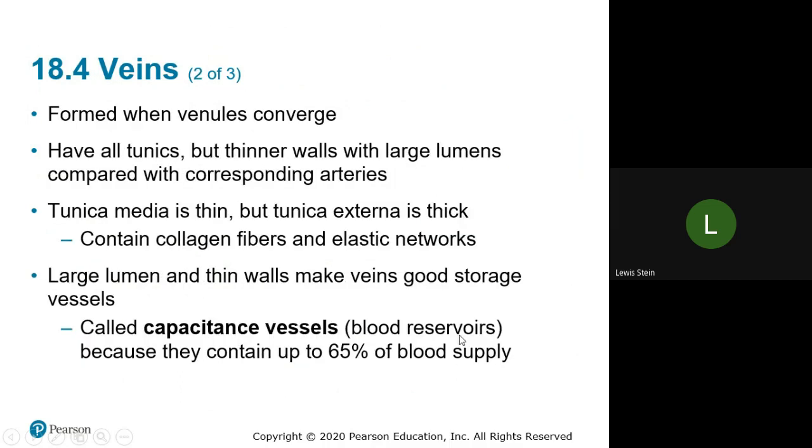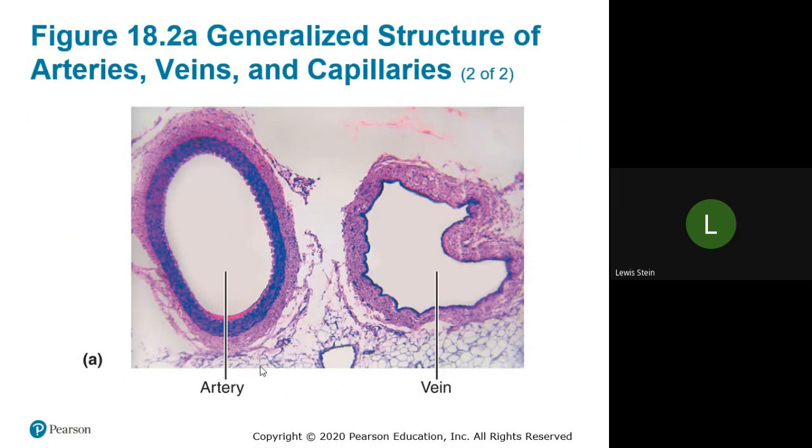That's part of the deal as well. So when venules converge, they have tunics with thinner walls and large lumens, large openings compared to the corresponding arteries. The media is thinner, but the externa is thick. So they have the allowance of capacitance. And I can't say it enough: at any one time, about two-thirds of your blood supply is in veins. We all think about arteries, but it's all about venous return.